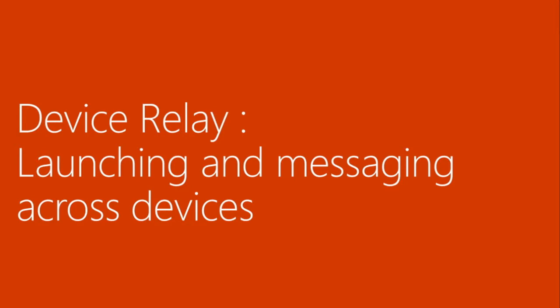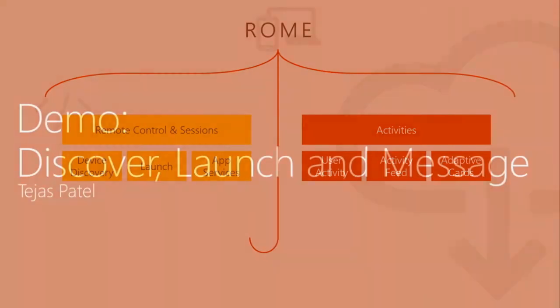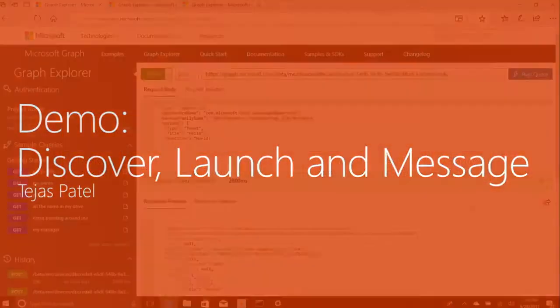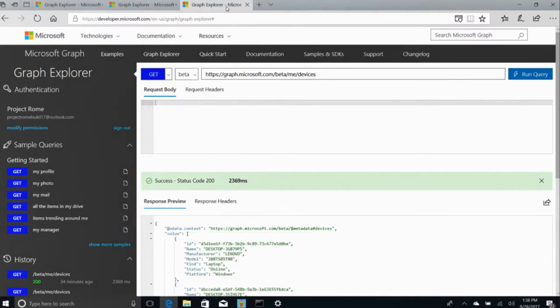The first thing I'm going to talk about here is device relay. That's the left-hand bucket. So I'll do a quick demo, and this will go over the key concepts of Rome. One of the things I'm in right now is that we've integrated with MS Graph. And MS Graph is a great way to get started with Rome if you're into it.